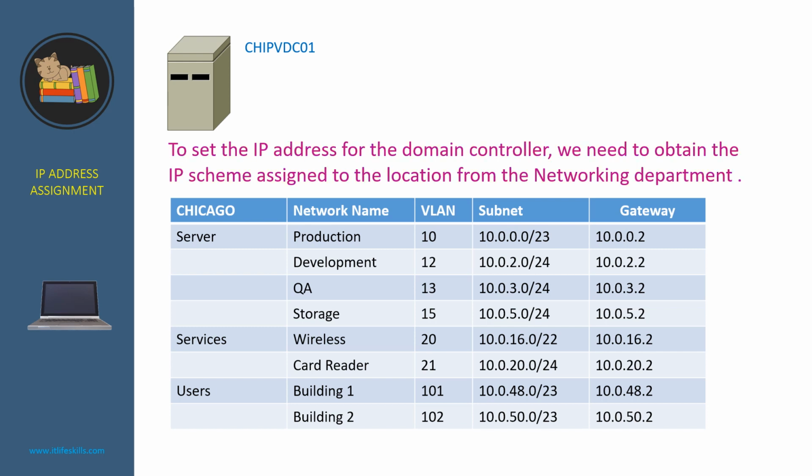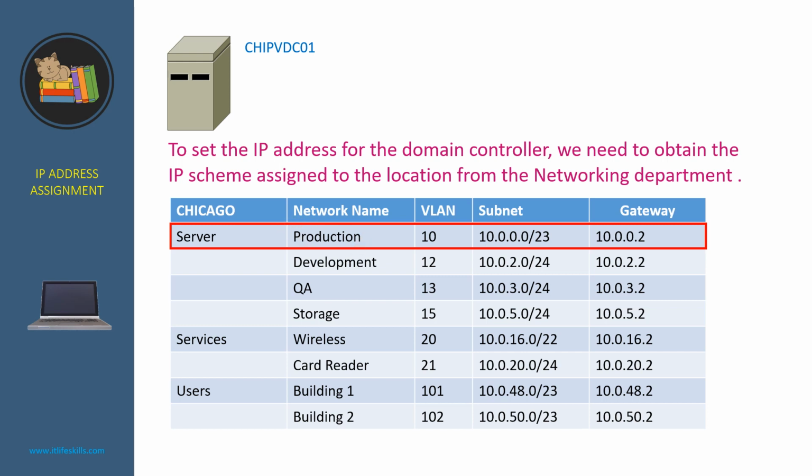To set the IP address for the domain controller, we need to obtain the IP scheme assigned to the location from the networking department. For example, this is the IP scheme assigned to Chicago. As you can see, the production server is assigned with this subnet, and here is the default gateway for the subnet. So in this subnet, we need to find an open IP address to assign to our domain controller.